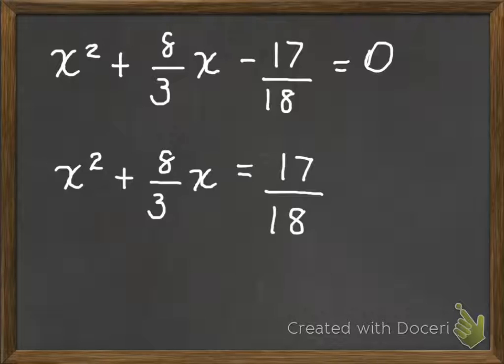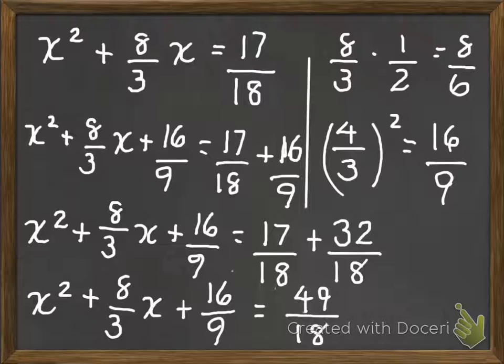The second step is to get all the x terms on one side of the equation and the constant on the other. So I add 17 over 18, which is my constant, to both sides of the equation. Or you just change sides, change signs. When I bring 17 over 18 to the other side of the equation, it becomes positive. Changes to the opposite sign. So now I have x squared plus 8/3 x equals 17 over 18.